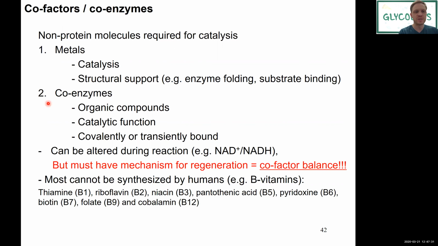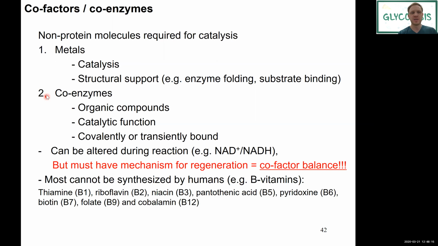And our second group here are coenzymes. These are now organic compounds. They usually have a catalytic function, less a structural function. And what is important to note here is that they can be either covalently bound to the enzyme or transiently bound. The difference here being that covalently means the coenzyme is permanently bound to the enzyme, whereas if it is transiently, the coenzyme can actually bind to the enzyme and be released as part of the catalytic function of this enzyme. So we can differentiate the two, and we'll see a few examples for either throughout the quarter.